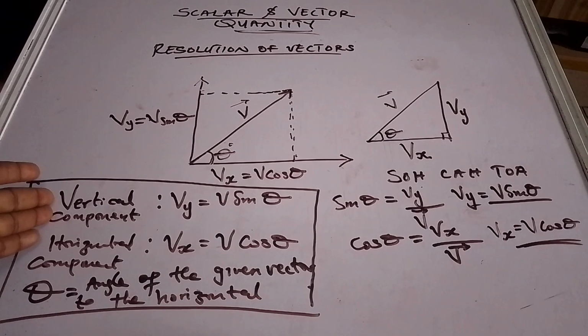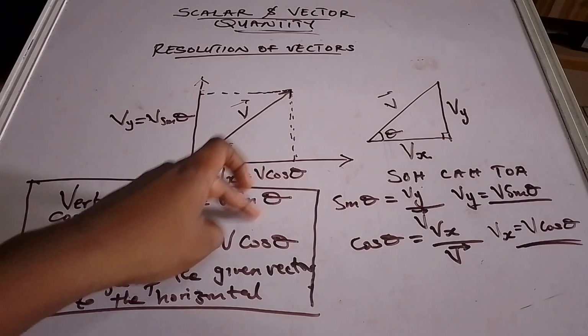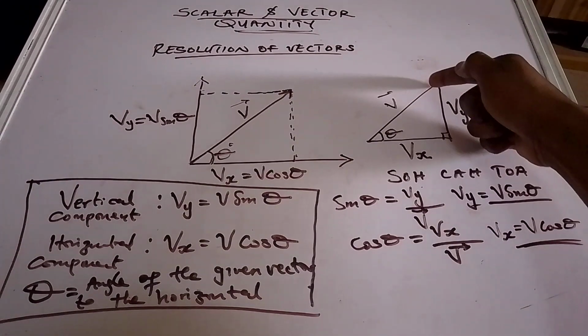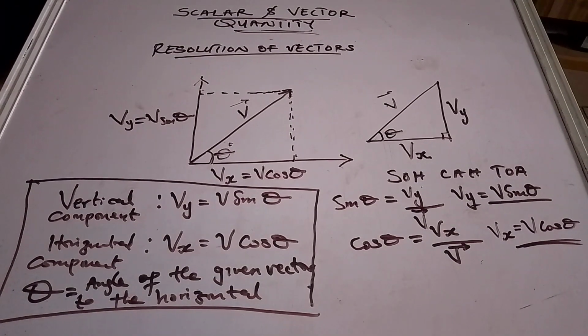we can say the vertical component of a vector, Vy, is V sine theta, while the horizontal component, Vx, is V cos theta, whereby this theta is always the angle between that given vector and the horizontal. This is the given vector. So the angle between the given vector and the horizontal is going to be our theta.